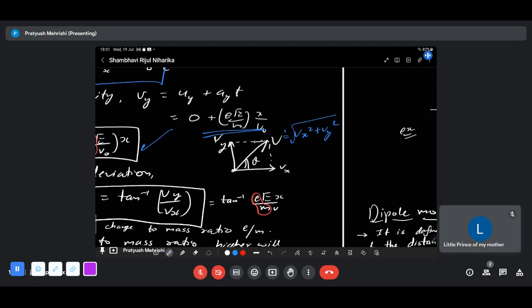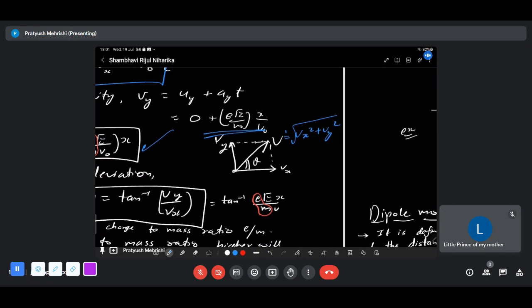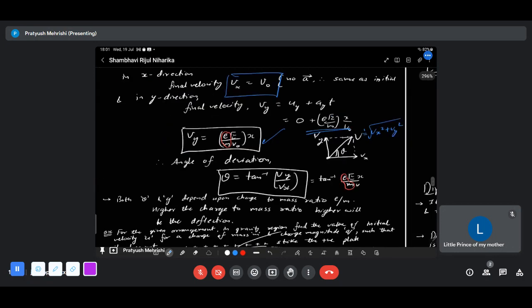Under root of vx square plus vy square. Okay, got it? And what will be tan theta? Theta will be tan inverse vy by vx.